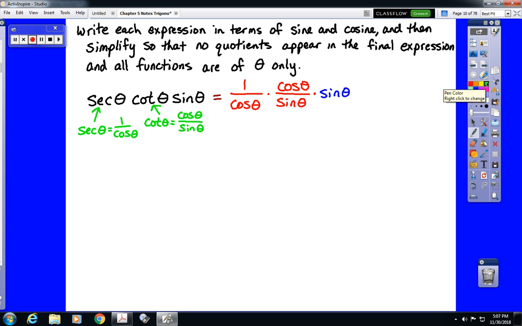And again, our algebra brain should kick in and go, hey, look, there's a cosine on the bottom and the top. That cancels. Hey, look, there's a sine on the bottom and the top. That cancels. So all that I have left here is 1. Should be a much simpler version of the same statement.